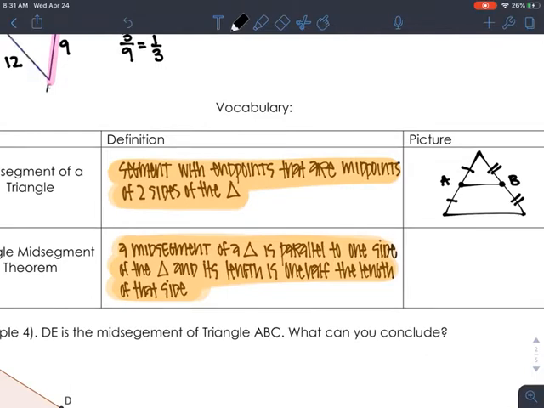This theorem is very similar to what we talked about with trapezoids. It says that the mid-segment of a triangle is parallel to one side, and its length is 1/2 the length of that side.